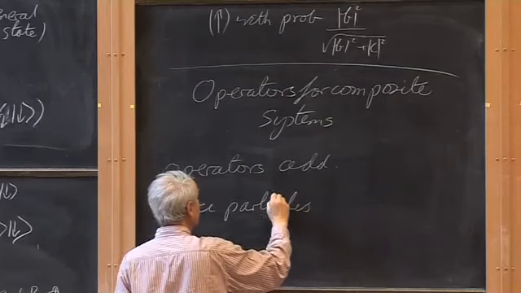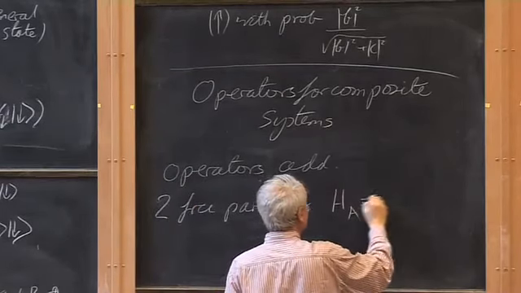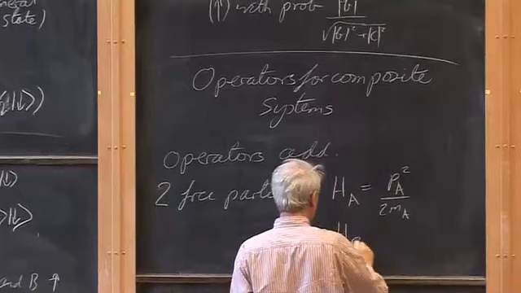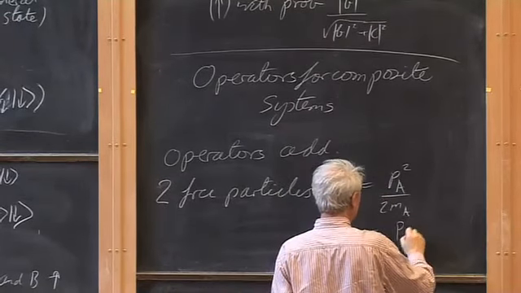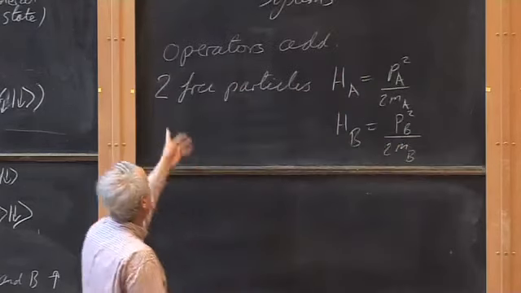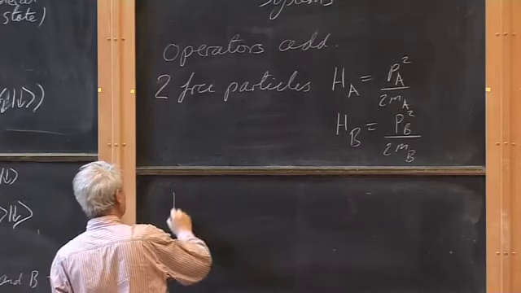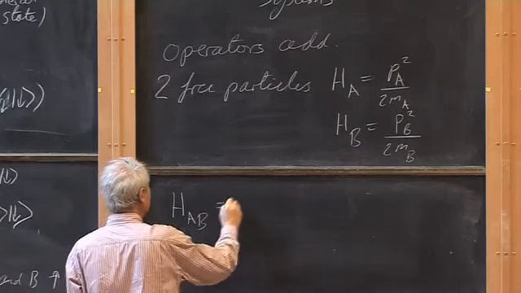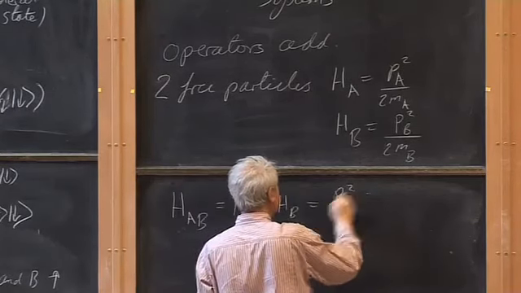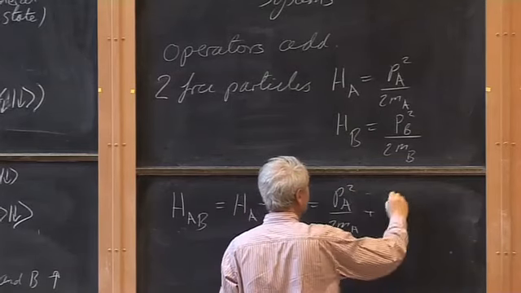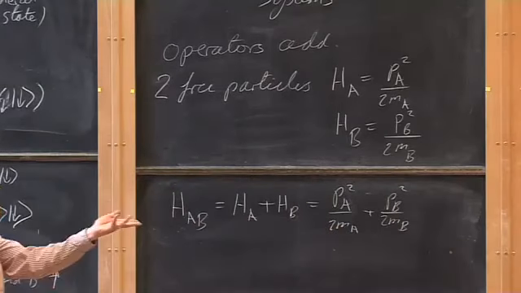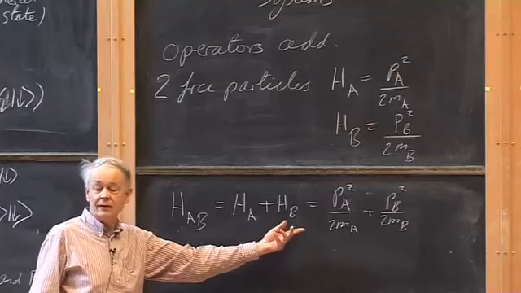So for example, if we have 2 free particles, A and B, both free particles, then HA is equal to PA squared, the momentum of A squared, over twice the mass of A, and HB, the Hamiltonian operator, is equal to PB squared over 2MB. So what's the Hamiltonian of the combined system? HAB is equal to HA plus HB. In other words, it's PA squared over 2MA plus PB squared over 2MB. And that's sort of saying the energies of the combined system is the sum of the energies of the individual bits.